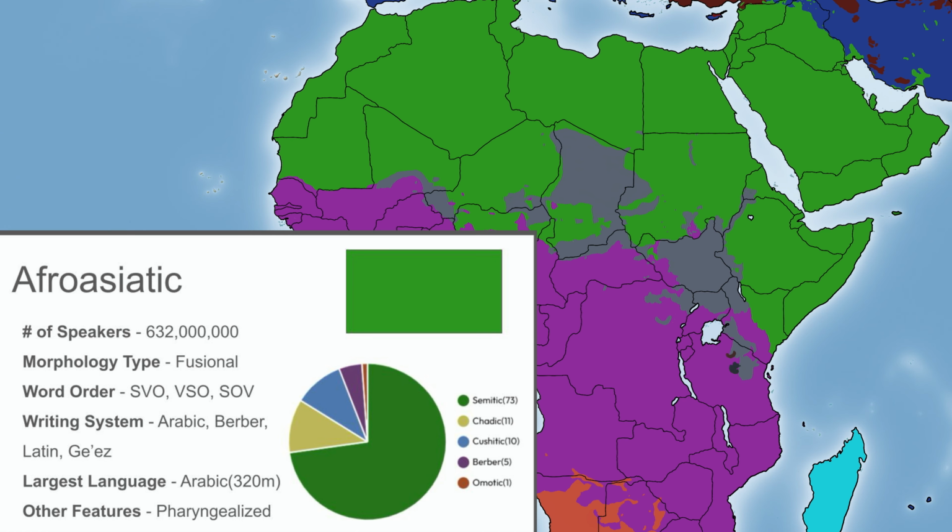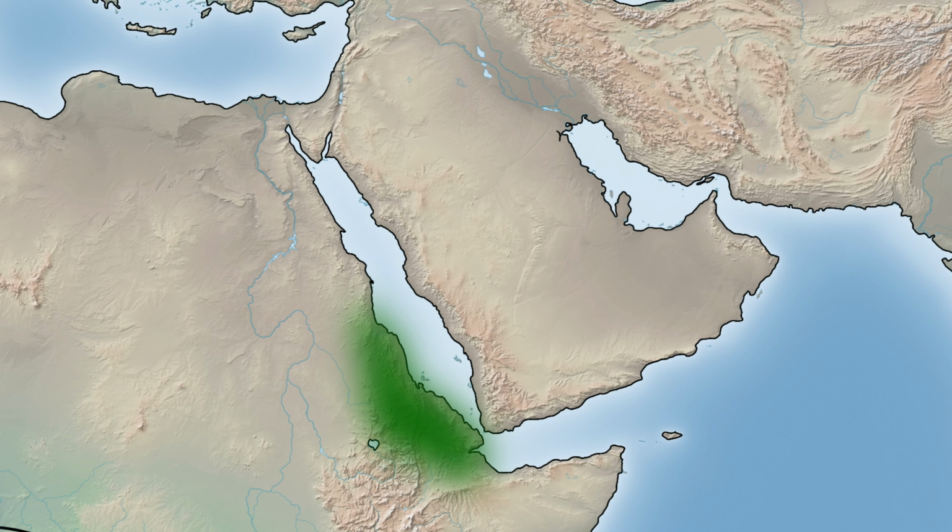By far, the most spoken Afroasiatic language is Arabic, with over 300 million speakers. A distinctive feature of Afroasiatic languages are pharyngealized consonants, or consonants which are produced in the pharynx, which is deep in the throat and creates what could be considered guttural sounds.